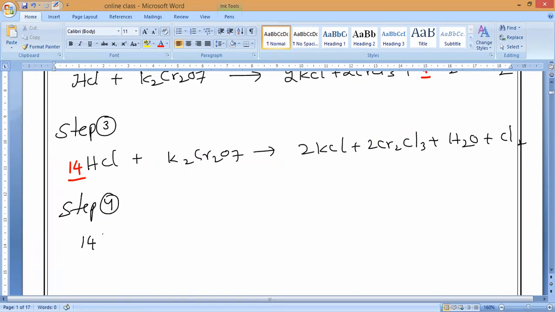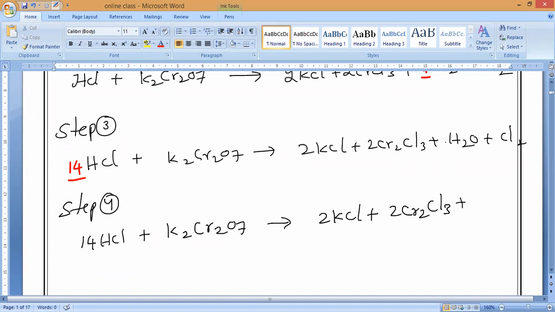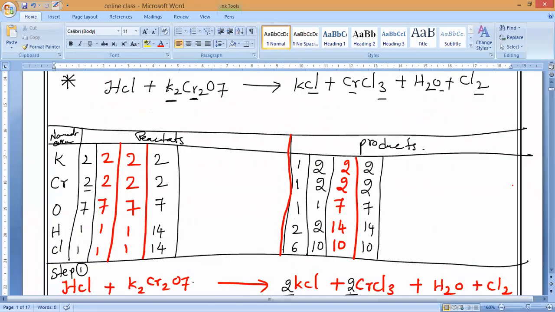Step 4: 14HCl plus K2Cr2O7 gives 2 KCl plus 2 CrCl3 plus 7H2O plus 3Cl2. That is the answer. That's all. So now 3Cl2. If we make it 3Cl2, then you can see here no change. So what will come? 2, 2, 7, 14, 14. Understand? But this time what will come here? 2, 2, 7, 14. And chlorine also 14.